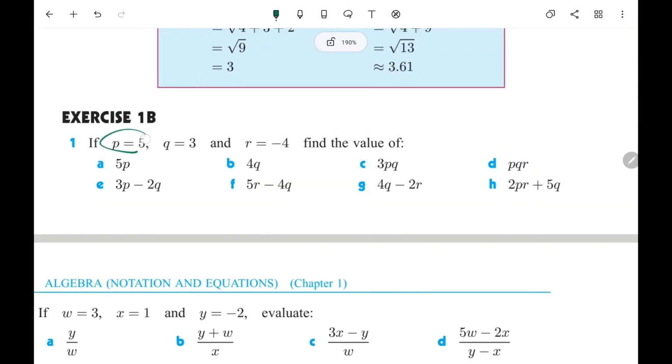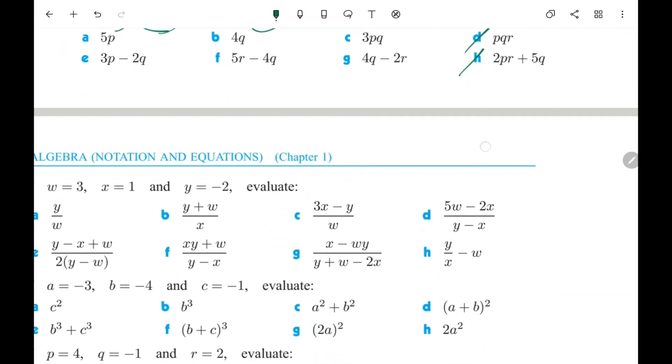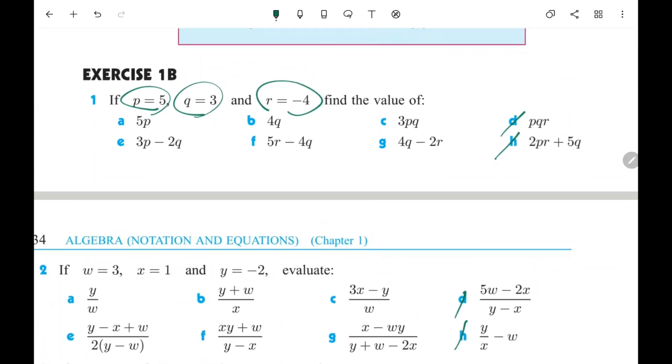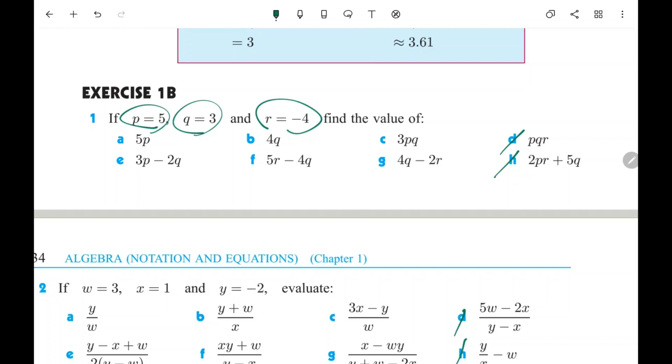If P equals 5, Q equals 3, and R equals negative 4, we're going to deal with P times Q times R. Where is the times? Guys, PQR will equal P times Q times R. So P equals 5, so here we have 5 times Q, which equals 3, times R, which equals negative 4.